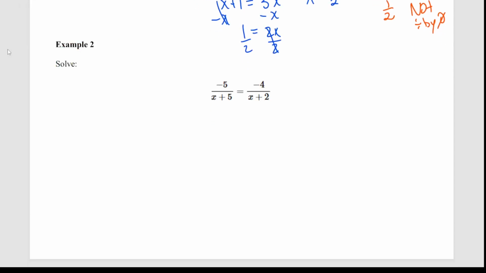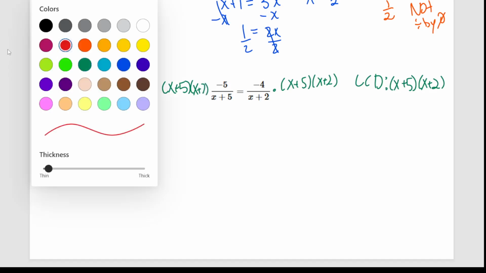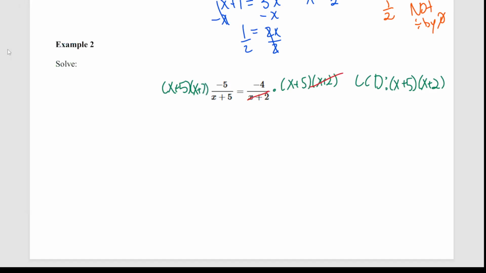So in this next example, the least common denominator would be x plus 5 times x plus 2. So I'm going to multiply both sides by x plus 5 times x plus 2. And then you're going to notice that, okay, x plus 2 divided by x plus 2 makes 1. I'm left with negative 4 times x plus 5. x plus 5 divided by x plus 5 makes 1. I'm left with negative 5 times x plus 2.